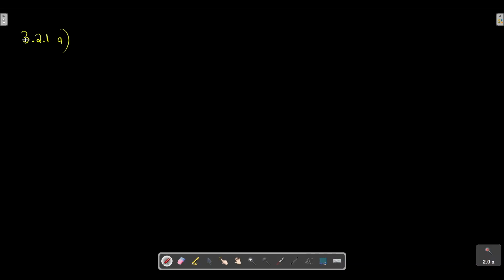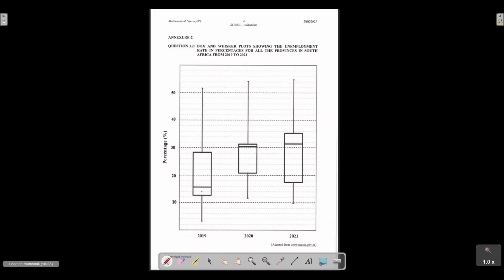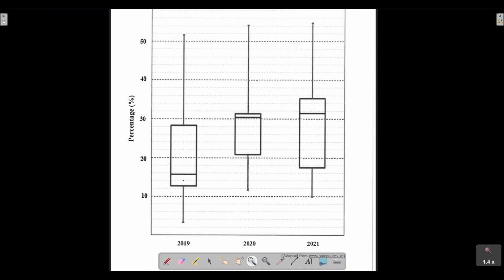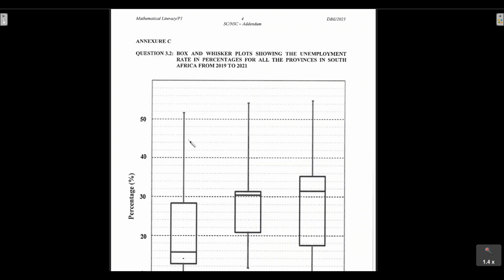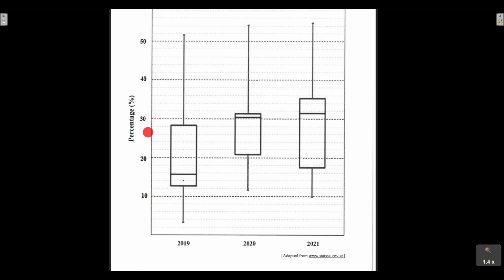Okay, so let's have a look. For question 3.2.1a, remember we wanted to determine the lower quartile, which is Q1, for 2020. We're going to have a look at the diagram that is given to us and focus our attention on the box and whisker diagram for 2020, which is this one in the middle. These box and whisker plots show the unemployment rate in percentages for all the provinces in South Africa from 2019 to 2021. On the y-axis we have the percentages, and on the x-axis we have the years. So here we want to focus on the 2020 box and whisker diagram.